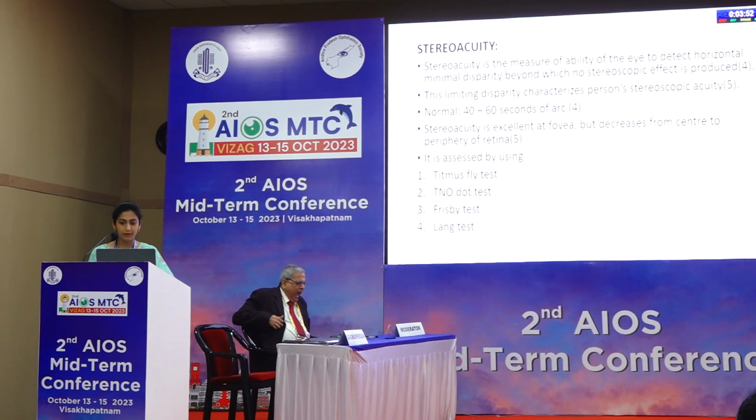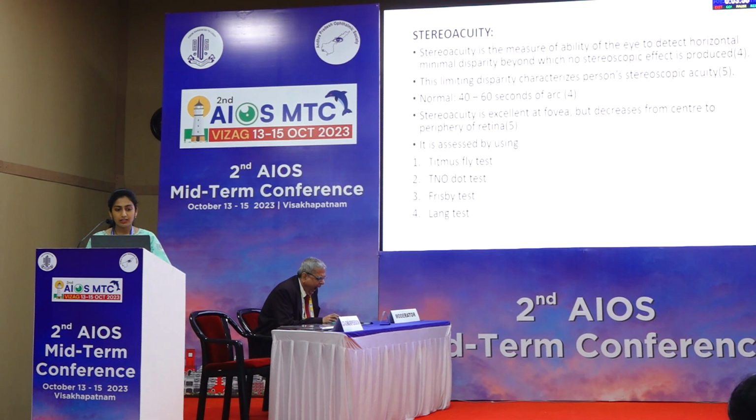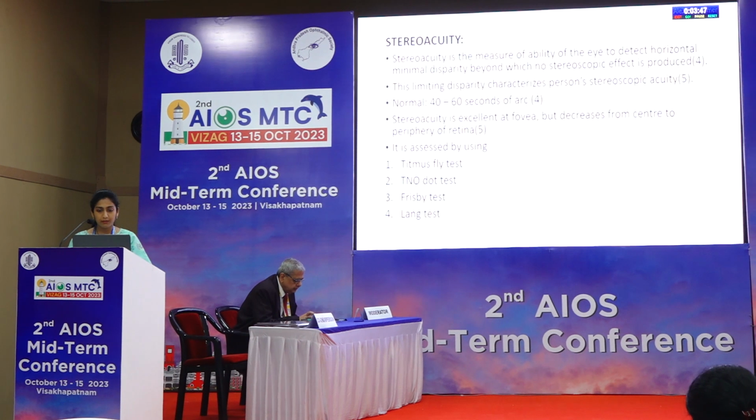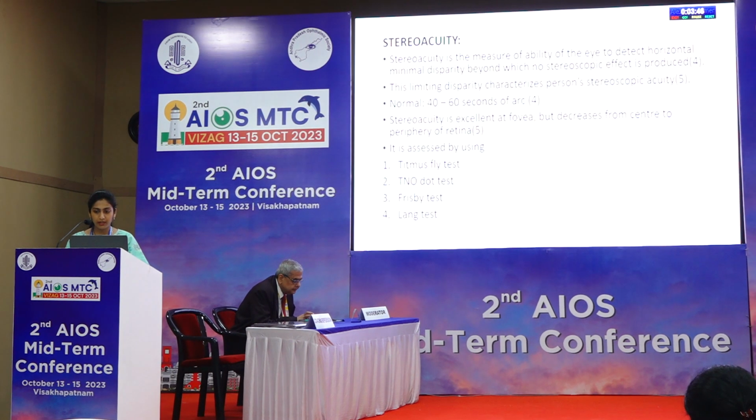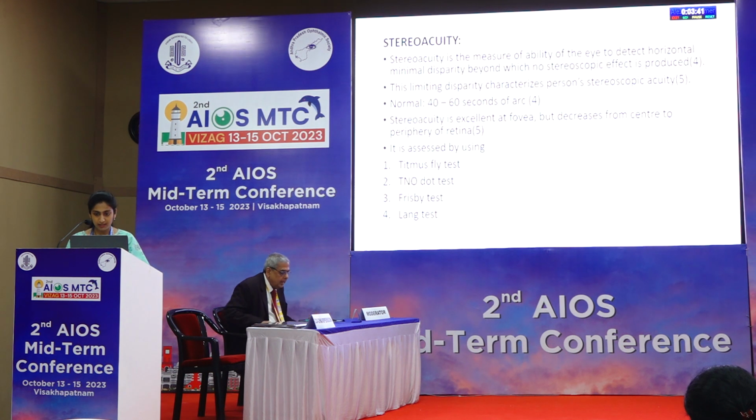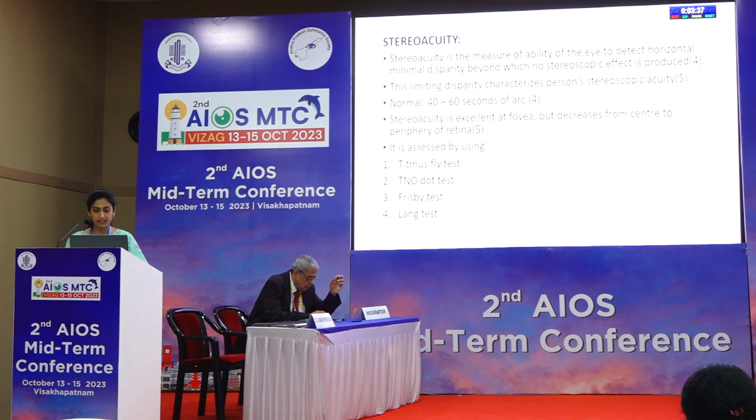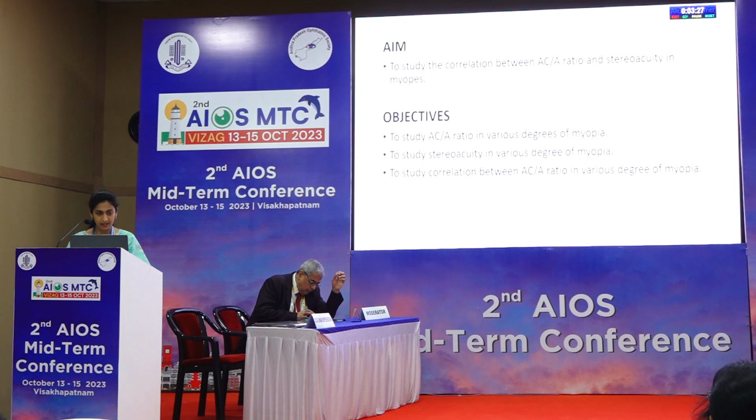Stereoacuity is a measure of ability of the eye to detect horizontal minimal disparity beyond which no stereoscopic effect is produced. This limiting disparity characterizes person's stereoscopic acuity. Normal stereoacuity is about 40 to 60 seconds of arc. Stereoacuity is excellent at fovea but decreases from center to periphery of the retina. It is assessed by using Titmus fly test, TNO dot test, Frisby test, and Lang test.